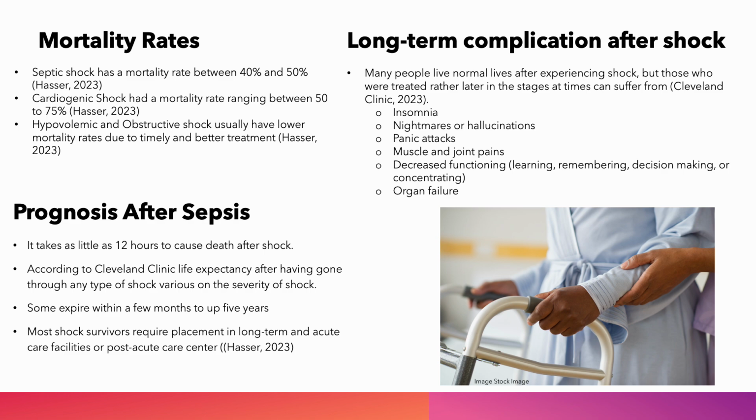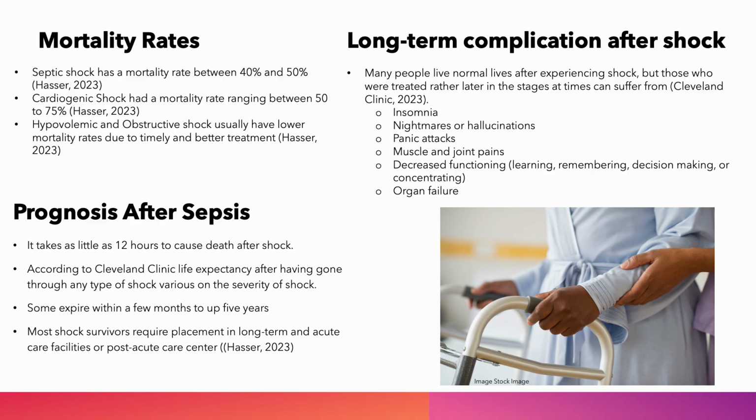Next up, we're going to talk about mortality rates. When it comes to septic shock, there is a mortality rate between 40 to 50%, and cardiogenic shock has a mortality ranging between 50 to 75%. Hypovolemic and obstructive shock usually have lower mortality rates due to timely and better treatment plans.